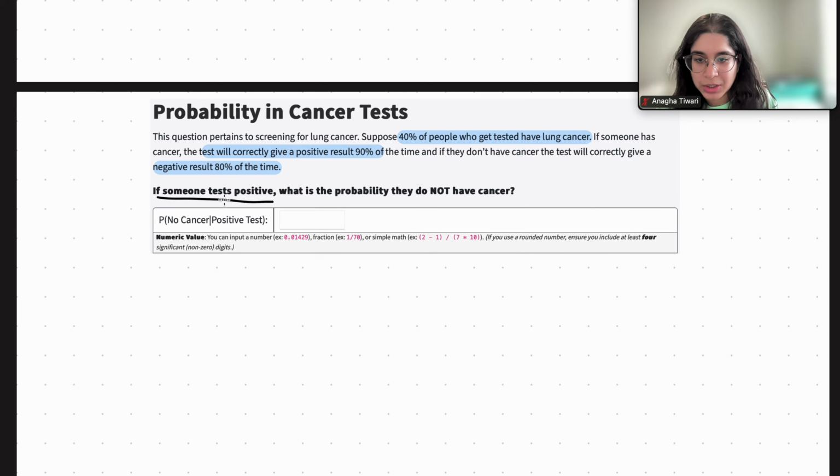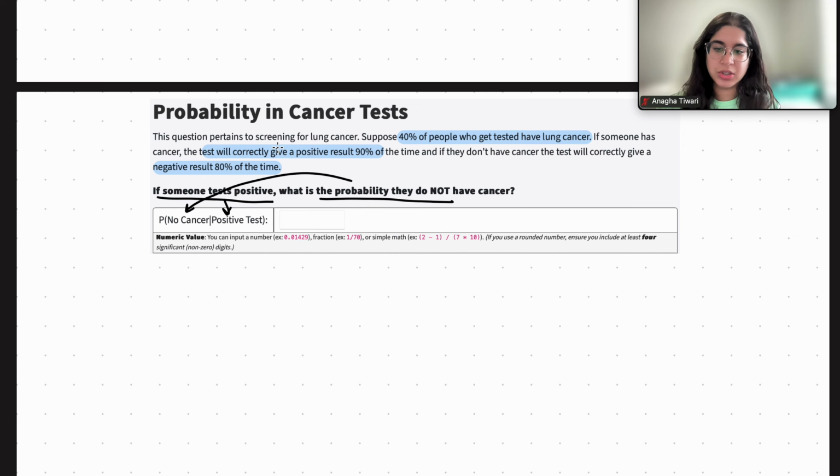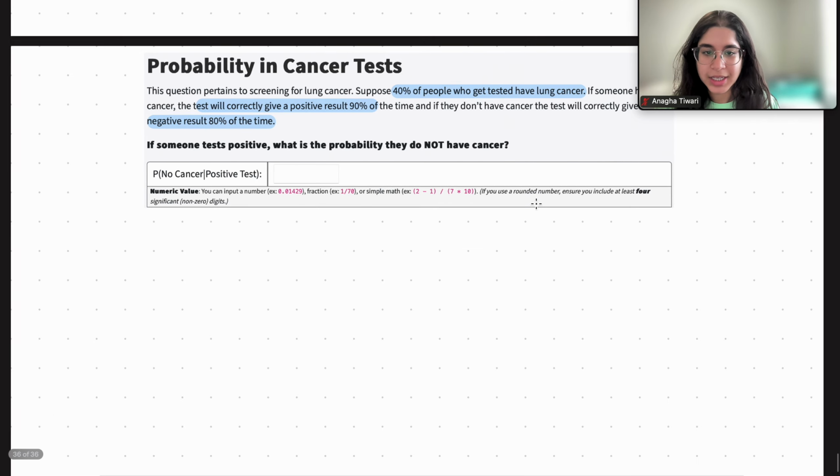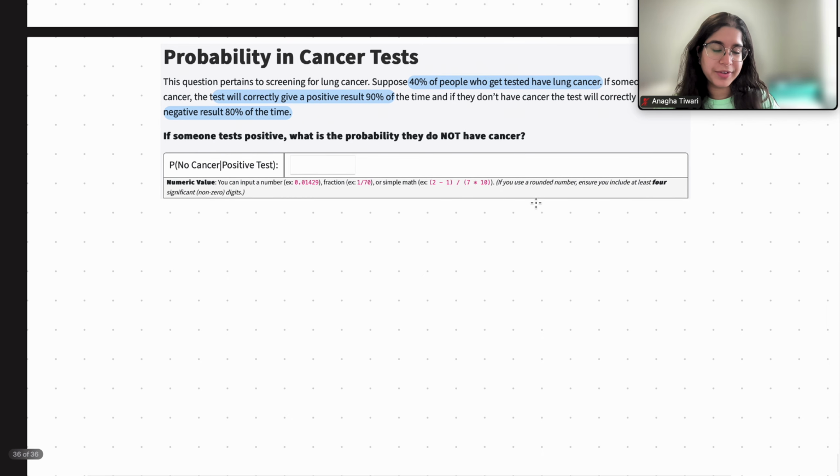So given that someone tests positive, what is the probability that they do not have cancer? That's why it's the probability of not cancer given that they test positive. So yes, you can use Bayes' theorem to solve it using the equations, or you can make a table. I think the explanation for making a table is a bit more intuitive to me, so that's the approach I'm going to be using. Of course, both approaches are correct. It just depends on how you like to format or plan your probabilities.